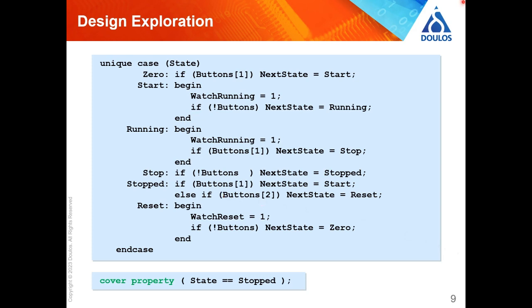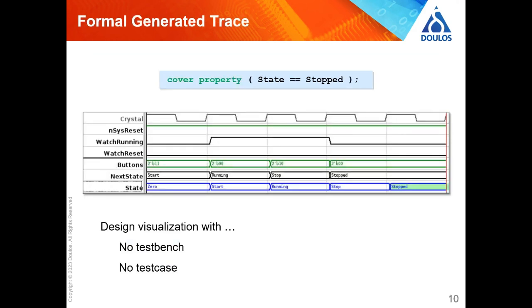Now all I have to do is send this through the formal tool, and then I can visualize it. Our formal tools can create waveforms just like our simulators can. So we have this property saying state equals stop. We ask formal to draw this particular cover property, and so it will come up with a trace, a valid trace, a scenario, showing me how we could actually get into that stop state.